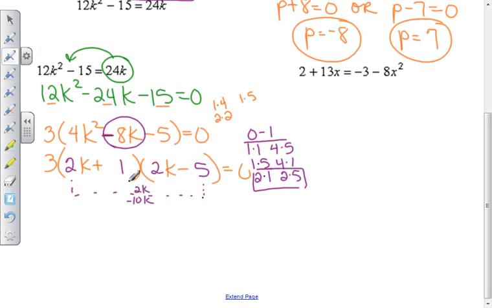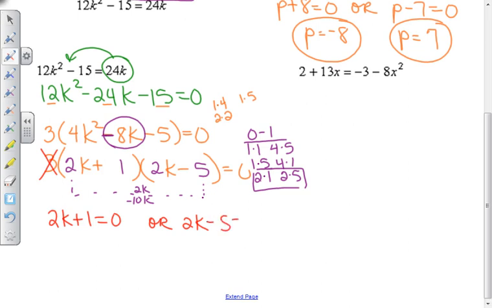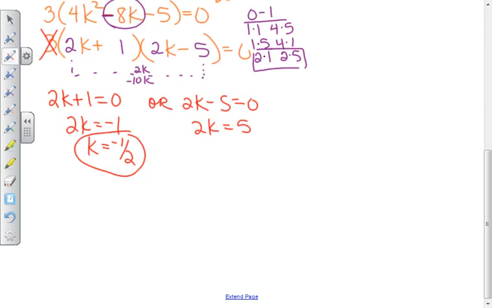Now when I go back to my solving, I don't have to take the 3 into account because it doesn't have a variable. 3 is always just 3. So I have 2k plus 1 equals 0, or 2k minus 5 equals 0. Solve each of these, subtract 1. 2k equals negative 1, divide by 2. K is negative 1/2. Add 5. 2k equals 5, divide by 2.